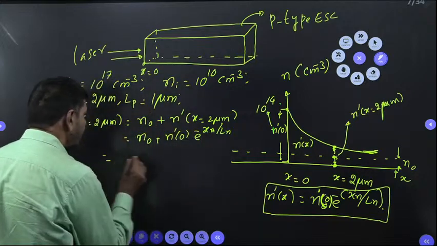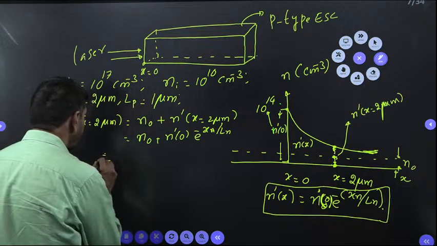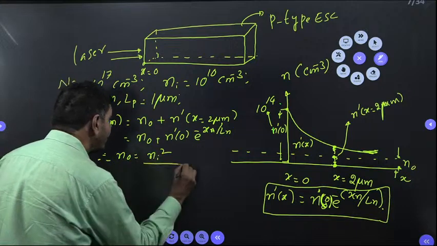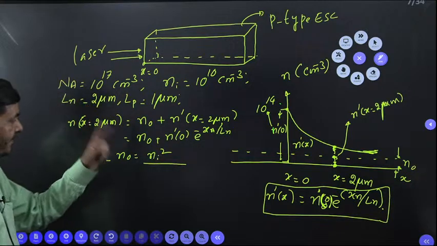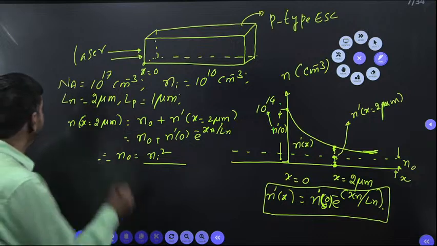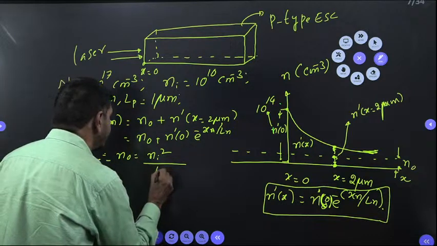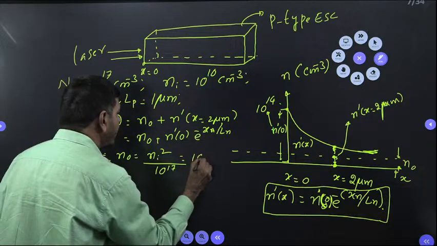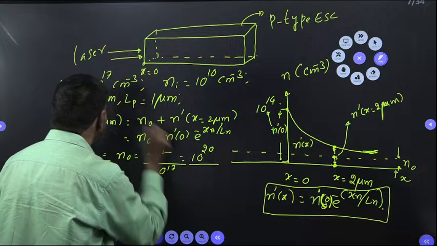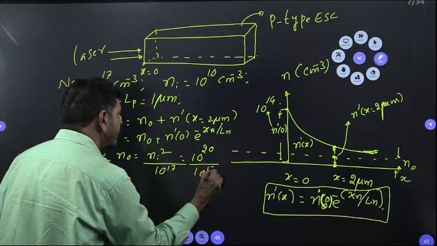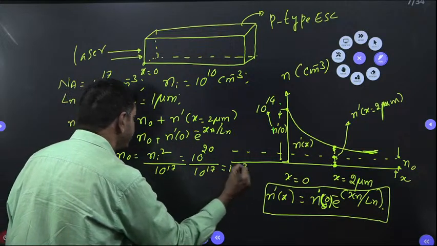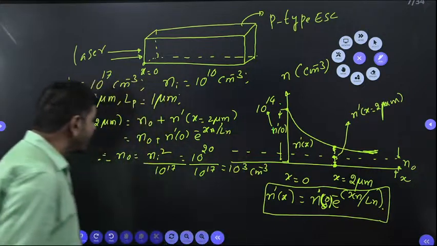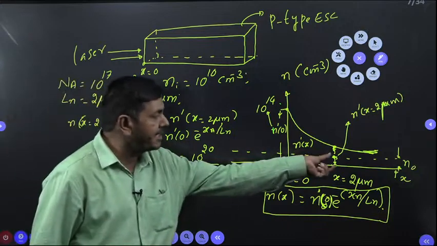I say here N naught is nothing but ni squared by the majority carriers. Mass action law I apply. Ni squared by Na, Na equal to 10 power 17. Ni squared, 10 power 10 squared, 10 power 20, divided by how much? 10 power 17. It becomes 10 power 3 per cm cube. That much concentration is possible here, minority carriers only now.